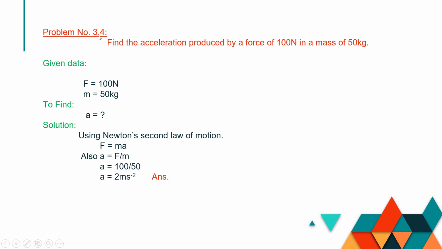Problem number 3.4 is, find the acceleration produced by a force of 100 Newton in a mass of 50 kg. Firstly, we will write the given data. As we are given a force of 100 Newton, so we will write F, which is equal to 100 Newton. Secondly, we are given the mass which is 50 kg. So we will write m which is equal to 50 kg. And we have to find acceleration in this problem.